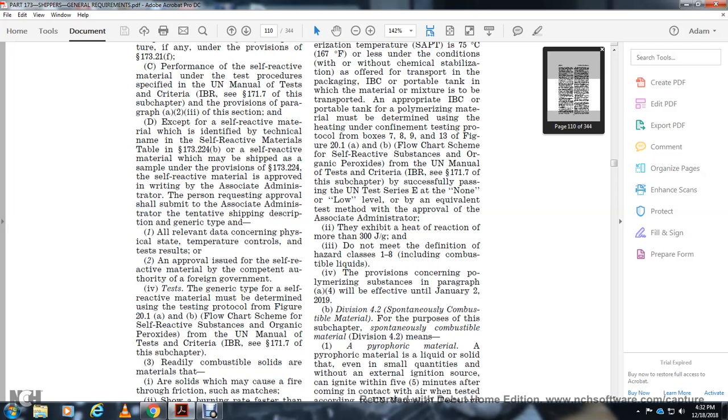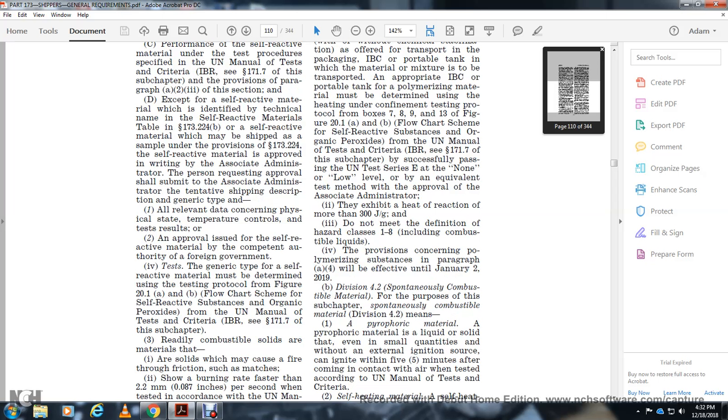Division 4.2, spontaneously combustible material. For the purpose of the subchapter, Division 4.2 means pyrophoric material, a pyrophoric liquid that is liable to ignite even in small quantities without external ignition, within 5 minutes of coming into contact with air, when tested according to the UN Manual of Tests and Criteria.